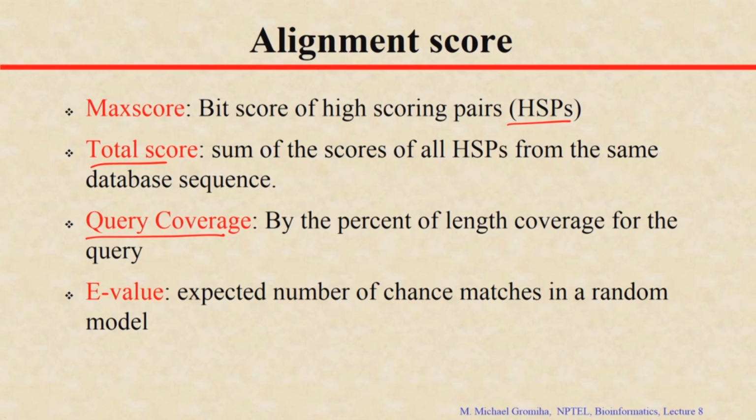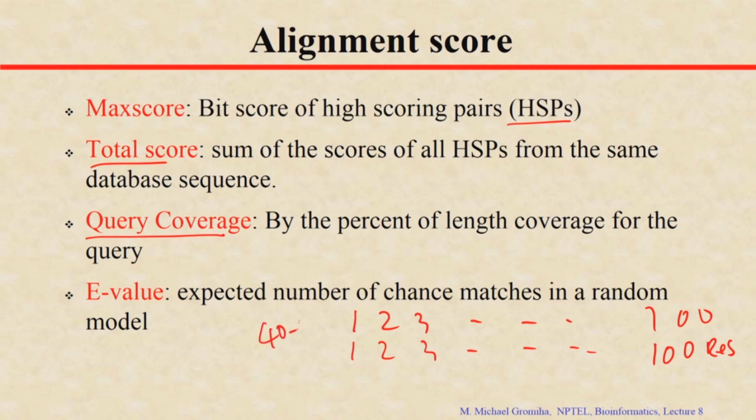Why is the query coverage very important? Sometimes you get a partial match. If you have 100 residues and you use all the 100 residues, and you have another match with the 100 residues, then your score will be less. The number of similar residues or identical residues may be 40 or 50. On the other hand, if you have only some segments, for example 10 residues or 20 residues, you will have high matching, for example a matching of about 90%.